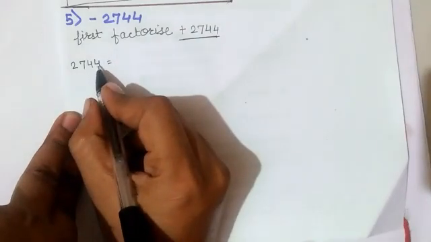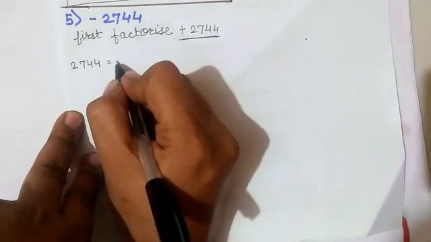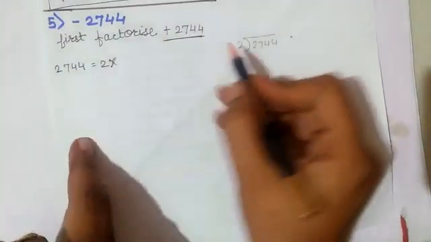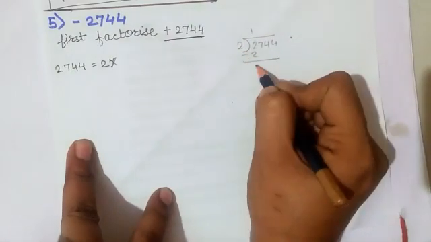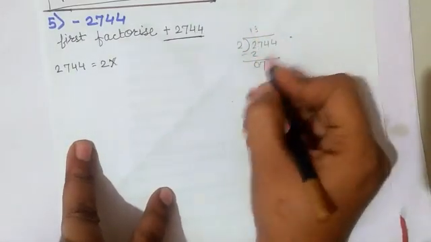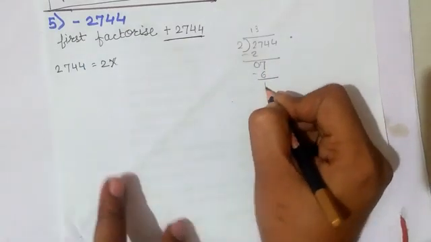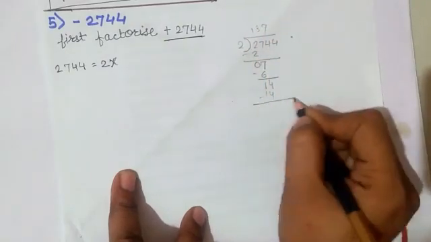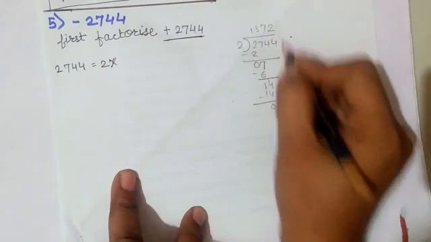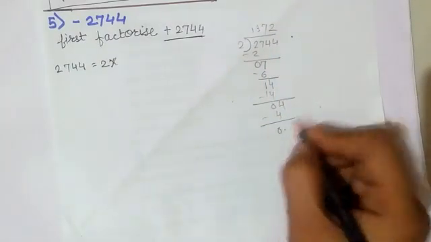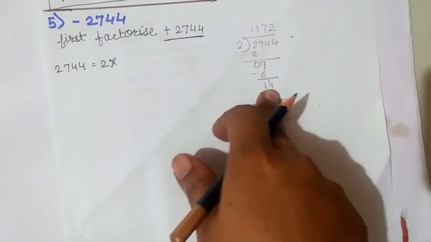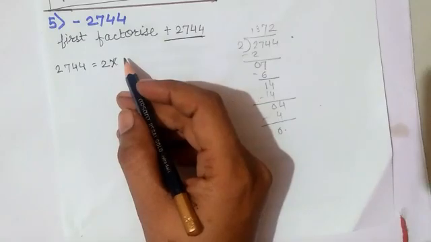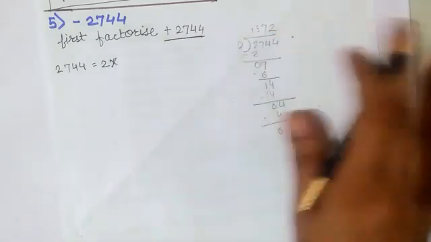4 is at unit place, it means test of divisibility of 2 is applicable. Here again you can do the rough work. 2 ones are 2, 0, next number 7, 2 3s are 6, 7 minus 6, 1, next number is 4, 2 7s are 14, 0, next number is 4, 2 2s are 4. Students, every time this type of rough work is not possible, so you have to practice a lot and you can directly solve it here only. But till you get practice, you can do this type of rough work aside.